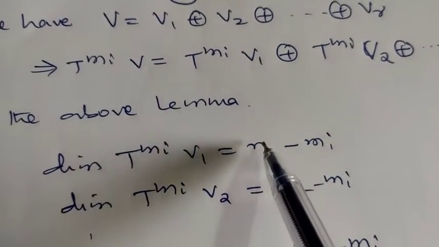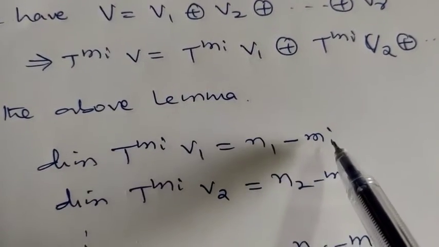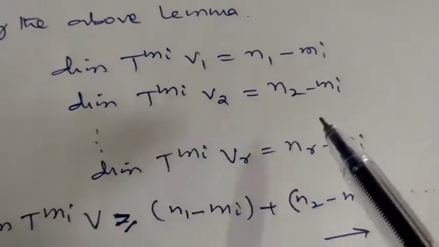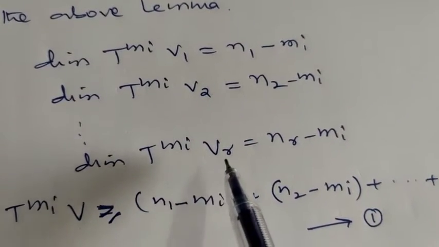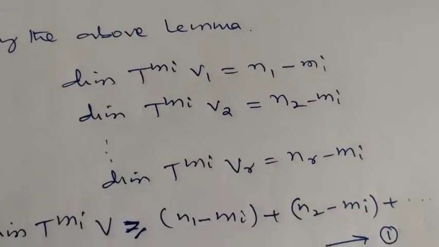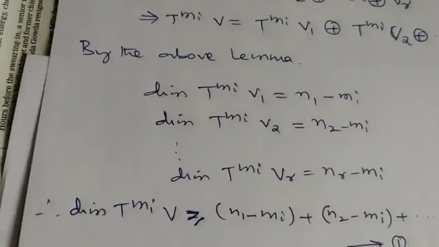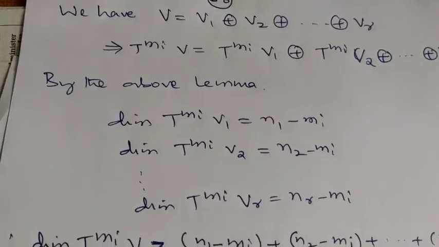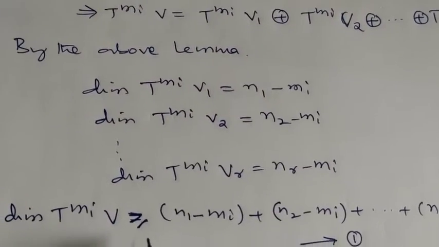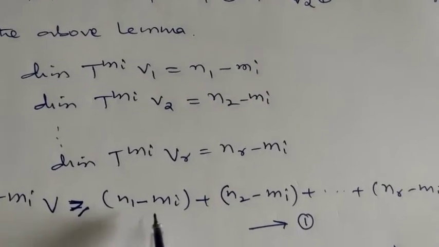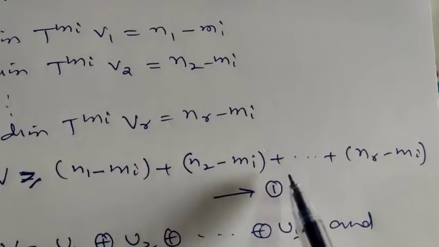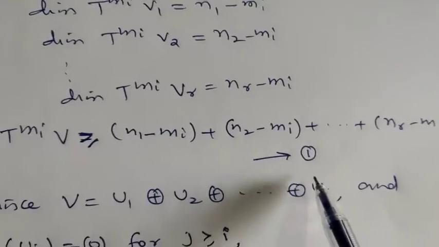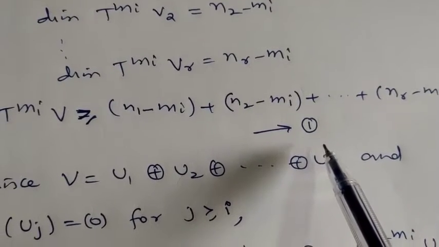Therefore, by the above lemma, what is the dimension of T^mi of V1? So T^mi of V1 has dimension n1 minus mi. Again, the dimension of T^mi of V2 is n2 minus mi. Similarly, the dimension of T^mi of Vr is nr minus mi. Therefore, if we substitute all these values in the above equation, we get the dimension of T^mi of V definitely greater than or equal to n1 minus mi plus n2 minus mi etc. plus nr minus mi. Call this number 1.